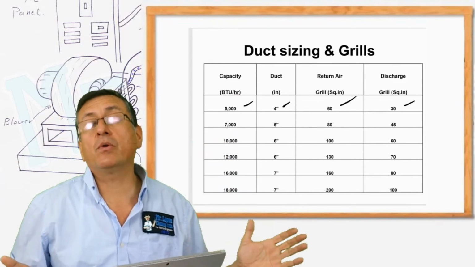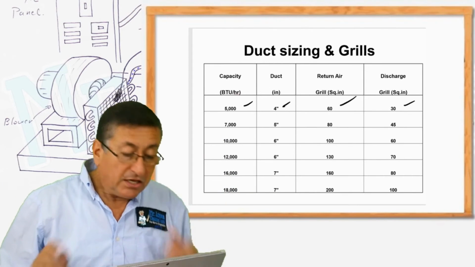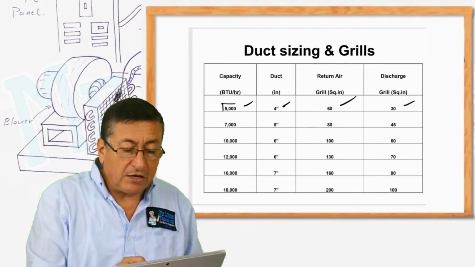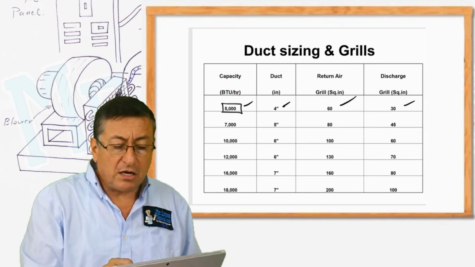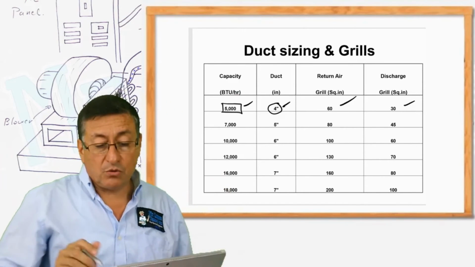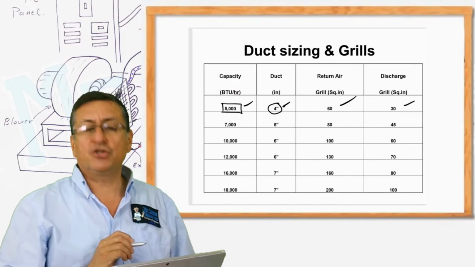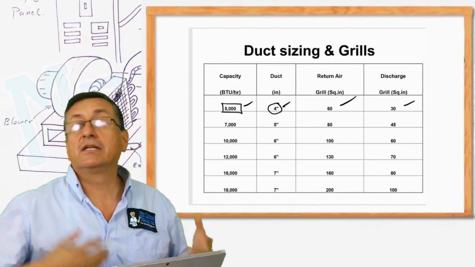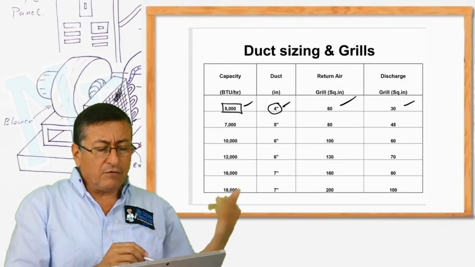In the discharge grill, you need less air. In this particular case, for 5,000 BTUs, you need the diameter of the duct at 4 inches, and the grills 30 square inches the discharge and 60 square inches the return. Let me check for our example.